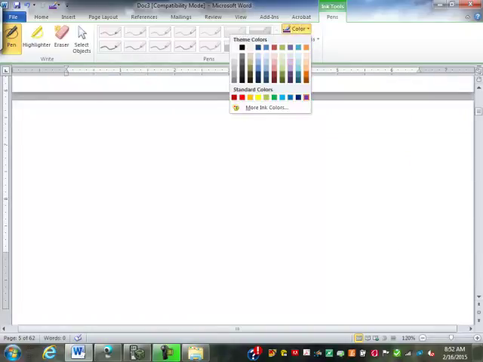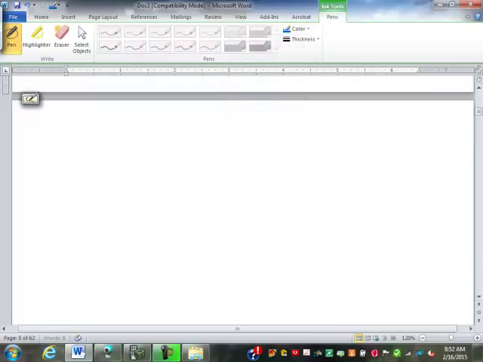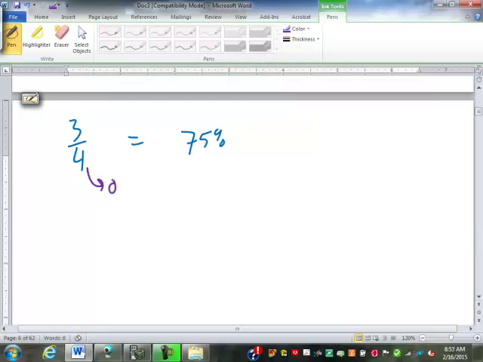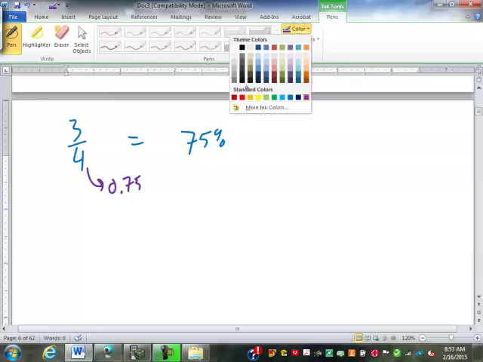Changing a fraction back into a percent. Let's do one that we all know. 3/4, of course, is what percent? 75%. If we were confused, there are several things we could do. We could divide that out to get 0.75, and then, of course, just move the decimal point. That always works. Sometimes not the easiest way to go about it.